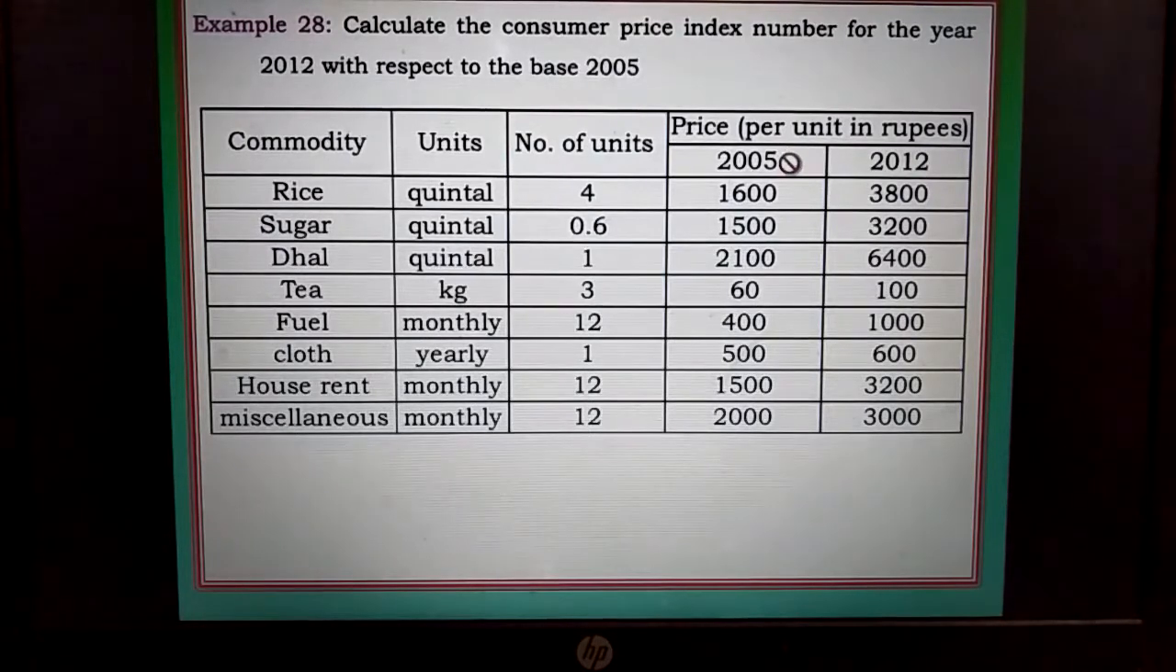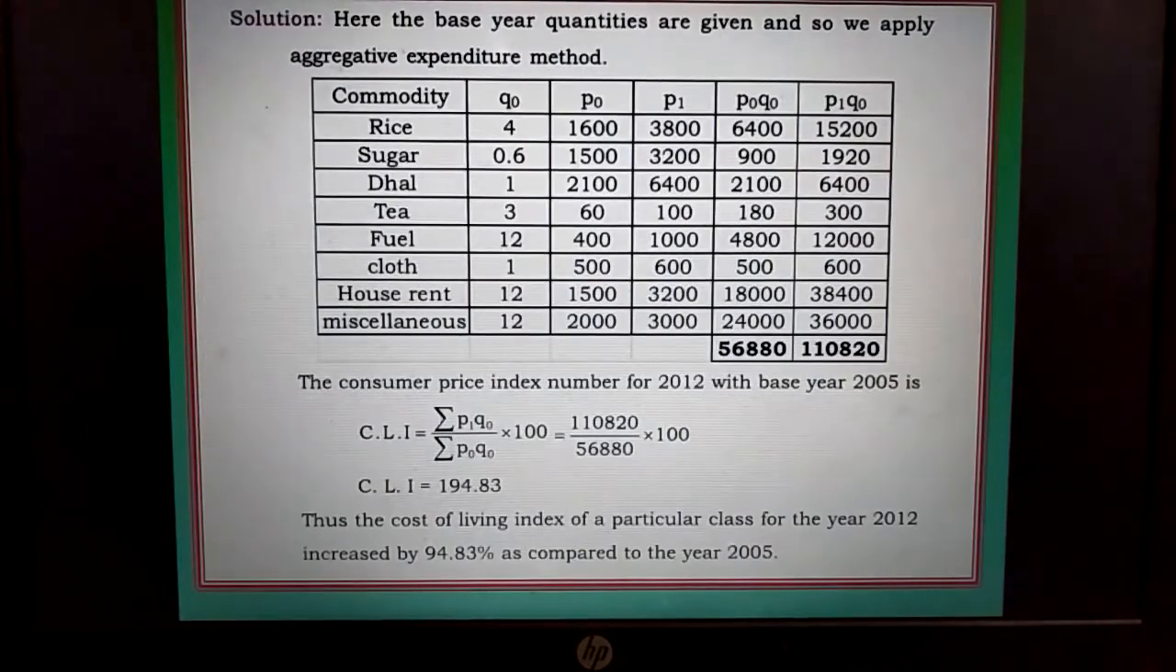By considering P1, P naught and Q naught, which kind of consumer price index number can be calculated? Whether it is possible to calculate aggregative expenditure method or family budget method. Obviously, it is to be calculated based on aggregative expenditure method. The same aggregative expenditure method will be executed. So commodities are given, Q naught is given, P naught and P1. This much already given in the data.